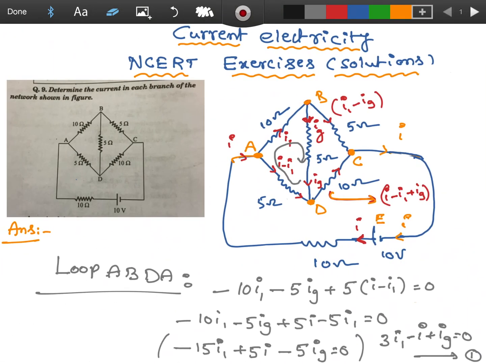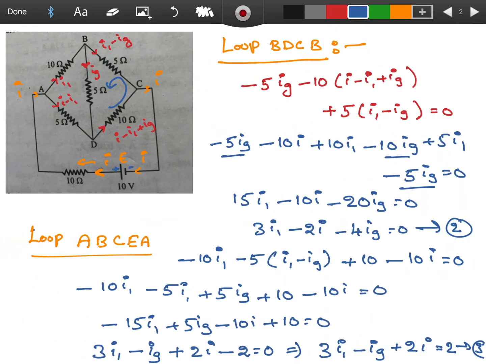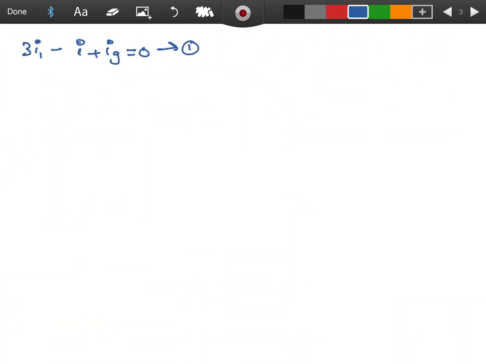Take the first equation: 3i1 minus I plus Ig equal to 0. Equation 1. What is equation 2? Equation 2 is 3i1 minus 2i minus 4Ig equal to 0. Equation number 2.